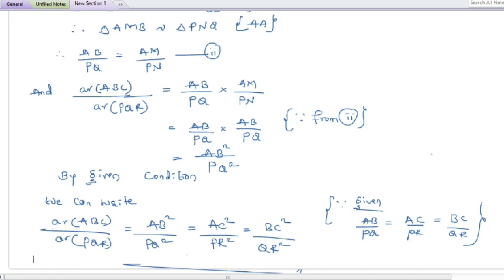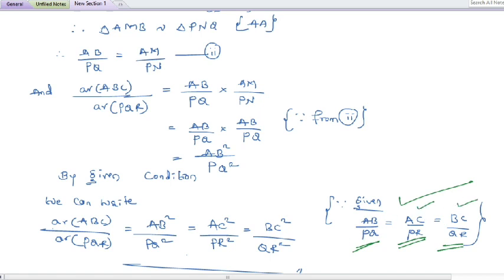Yes, by given condition we can write area of ABC divided by area of PQR is equal to AB square by PQ square, which is equal to AC square by PR square, which is equal to BC square by QR square. What is the reason? Here it is according to given condition. By given condition, here already given AB by PQ is equal to AC by PR, BC by QR. So, I have written AB square by PQ square is equal to AC square by PR square, BC square by QR square. This is the completion of the theorem.